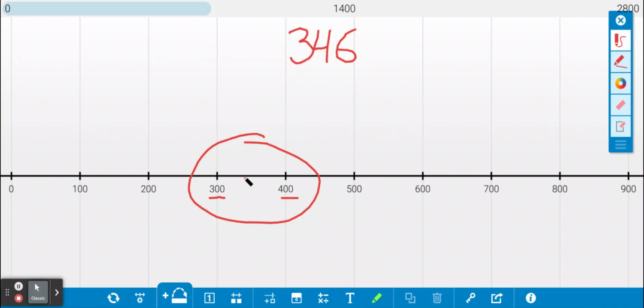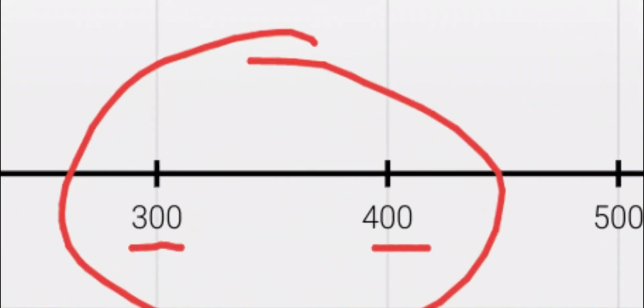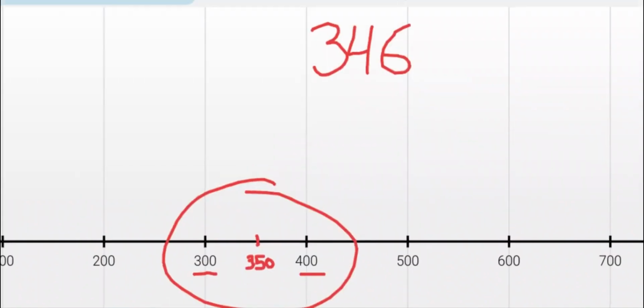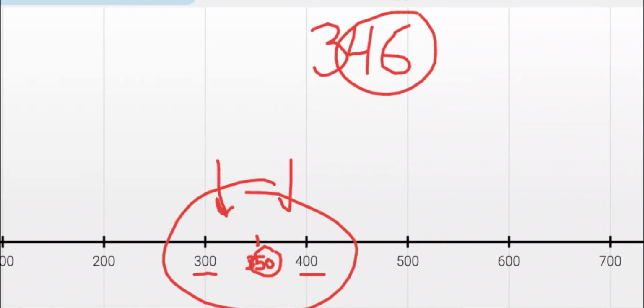We're going to zoom in here and mark our middle line, which we know half of 100 is 50. So right in between these two hundreds would be 50. It'd be 350. Then we look back at our number 346 and we look at our tens and ones here, 46 and 50, and we ask, would 46 come before 50 or after that 50 mark? We know that 46 comes before 50.